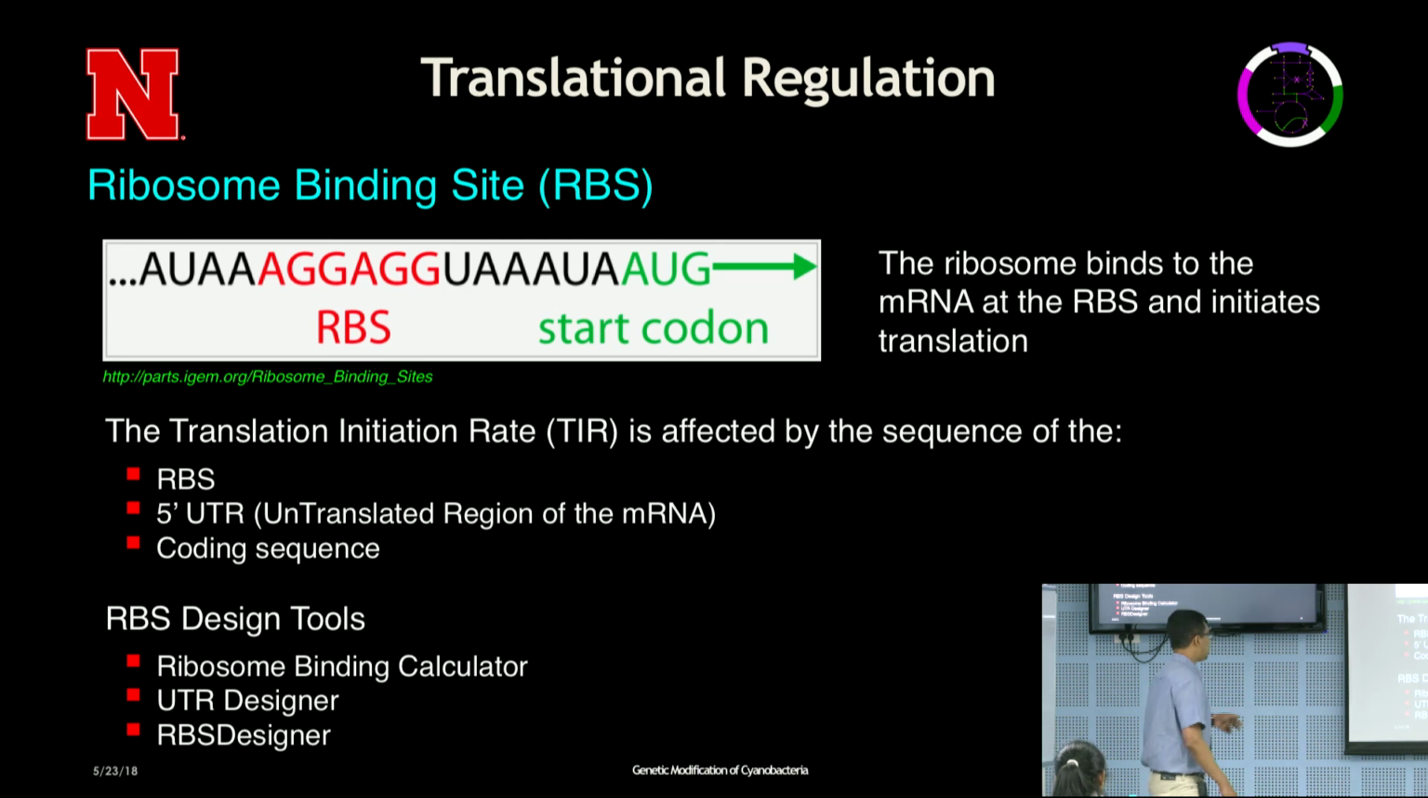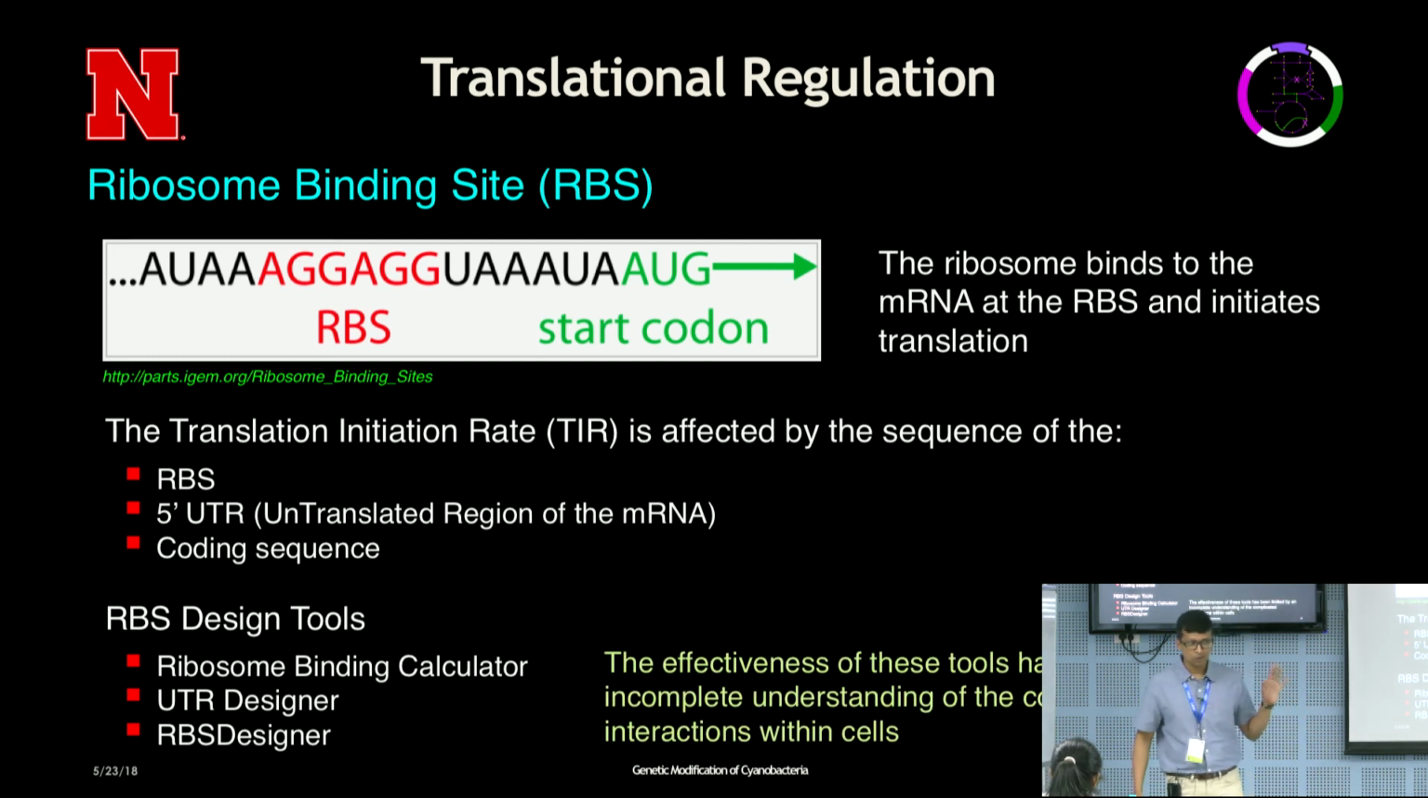To do that, there are a bunch of tools that you can use: RBS Calculator, UTR Designer and RBS Designer. However, there is a catch. None of these tools are known to perform well for a photosynthetic microbe. As long as you work with a unicellular microbe like E. coli, a gram negative or gram positive bacterium, you are fine.